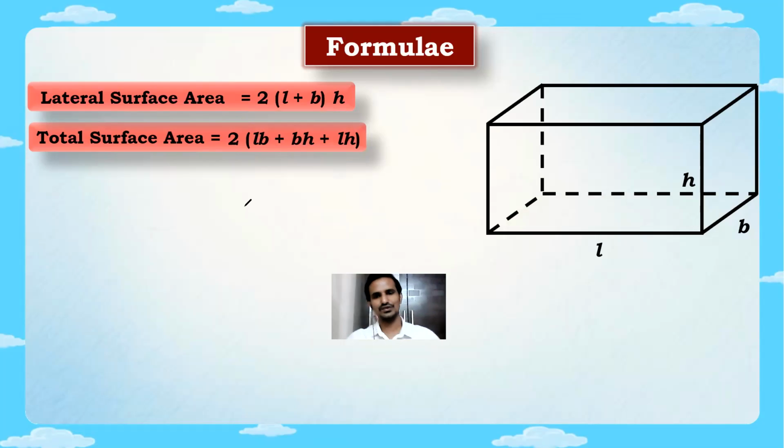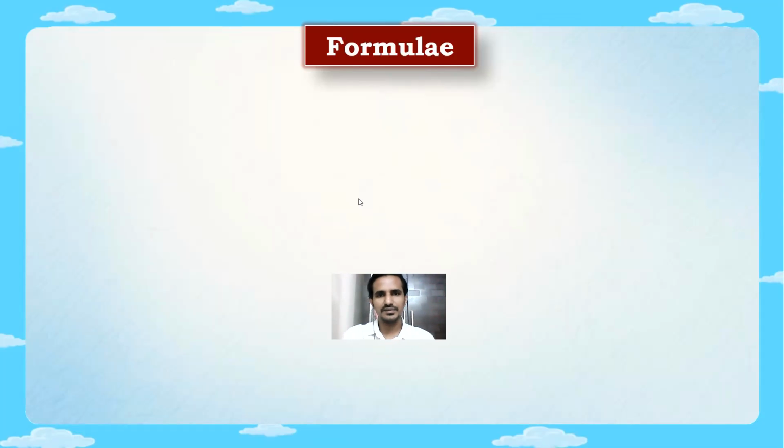All right. Anyway, we have to remember there are 3 dimensions: length, breadth, and height. So we multiply each of them: once L into B, then B into H, and then L into H. That is total surface area. All right. The next formula will be the volume.